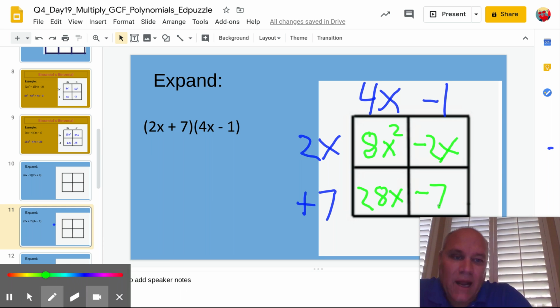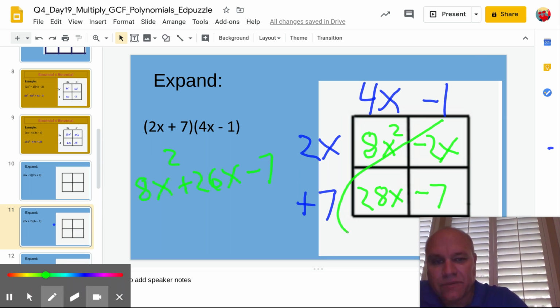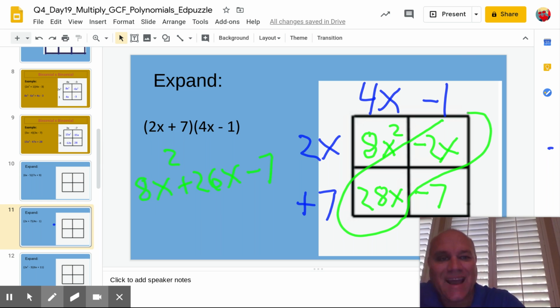Now I'd like you to write out the polynomial in standard form. Make sure you combine like terms. We get 8x squared plus 26x minus 7. How do I get the 26x? Combine the like terms here. The 28x plus negative 2x.